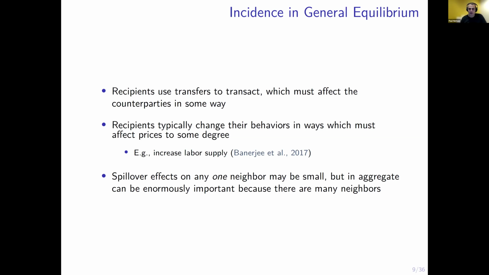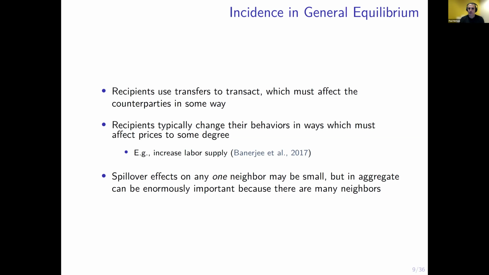Then if you look at the behavioral impacts that we've seen, when you look just at the impacts on transfer recipients, there are a whole host of these that you would expect to have effects on prices or other sorts of external effects, at least to some degree. So for example, I mentioned labor supply, which is a common question. This review finds generally positive impacts of transfer receipt on labor supply. If we do that at a large scale, that has to have some effect on wages, things like this.